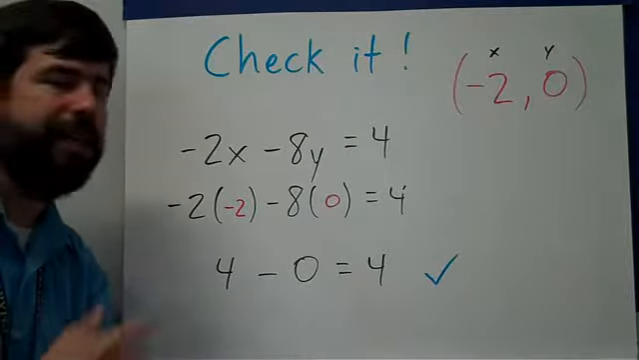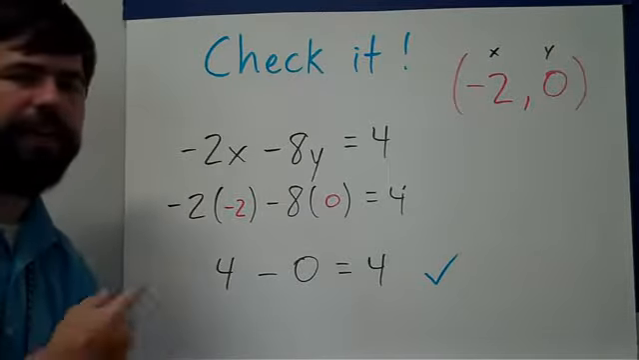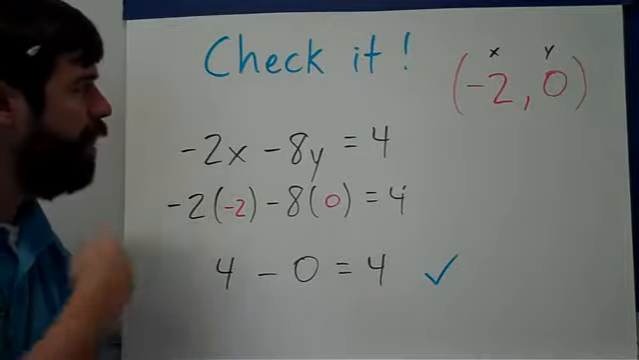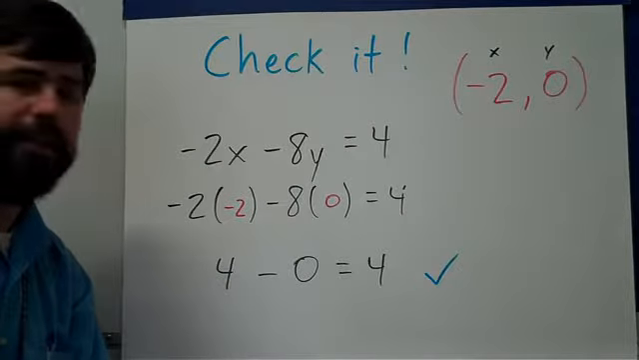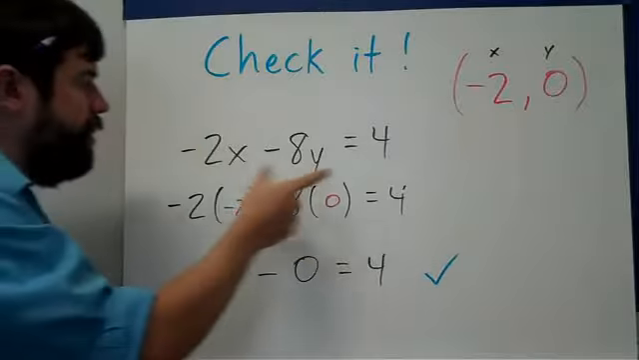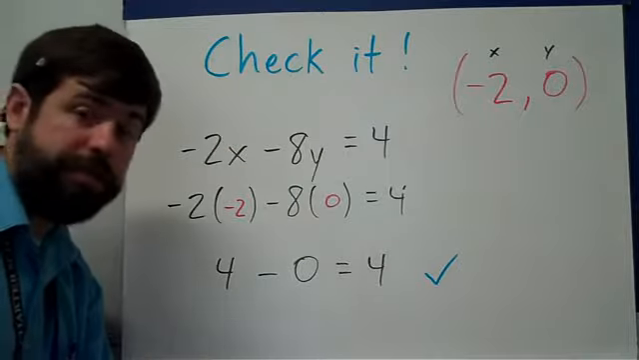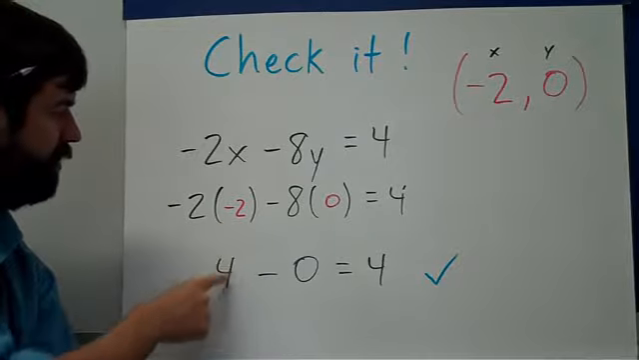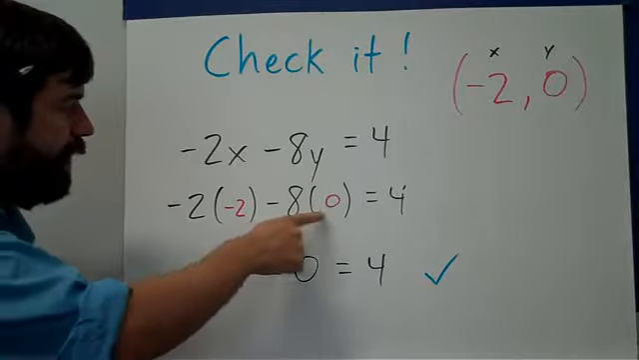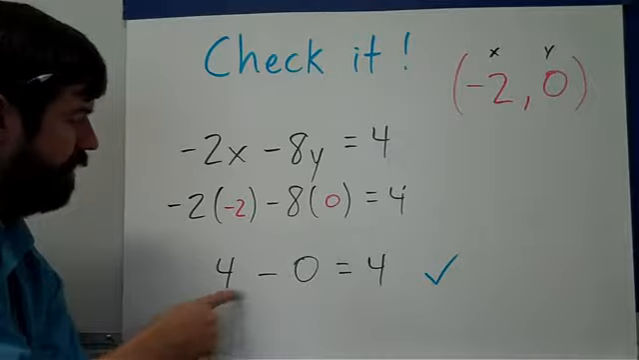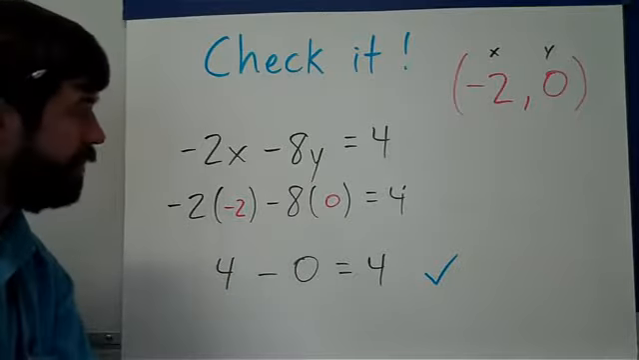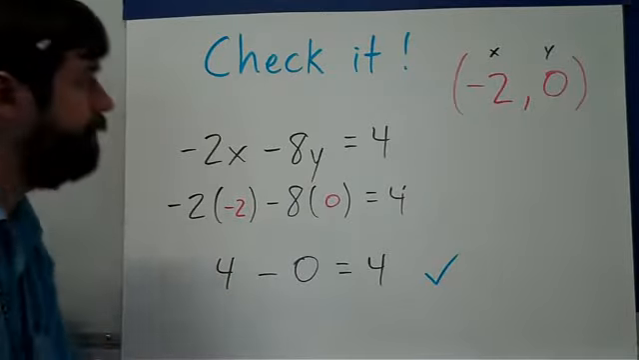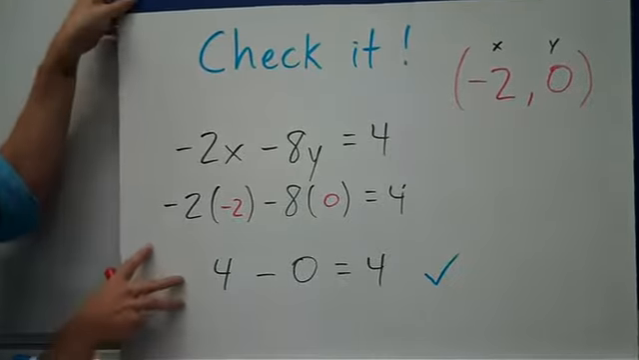Okay, now that we've checked out the graphs, we're pretty sure that -2, 0 is the answer. One other way that we can check our answer is to take it and just plug it back in, or substitute it into the original equation. -2 times -2 is 4. -8 times 0 is 0. 4 minus 0 is 4. So it checks out there as well. So two different ways to check our answers.